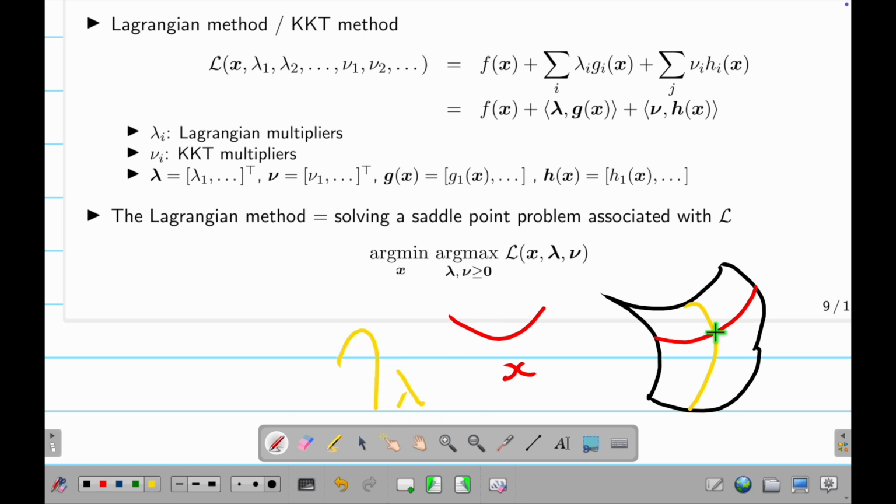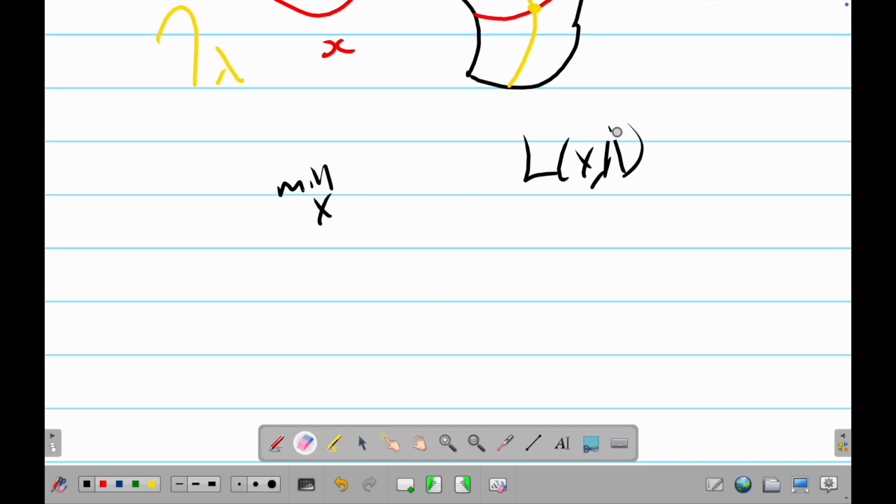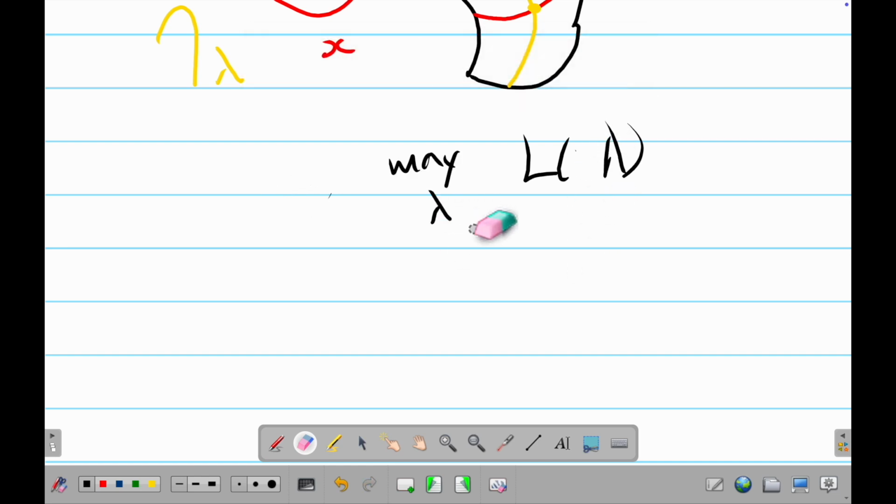And you are trying to reach this saddle point. This is min-max. How do you solve this? Very easy. You have min on x, max on lambda, L(x, lambda). Ignore the nu for a moment. First step, I fix lambda and just do gradient descent on x. Second step, I fix x and do gradient ascent on lambda, or gradient descent by putting a negative here. Then this is how we solve it, the easiest approach.